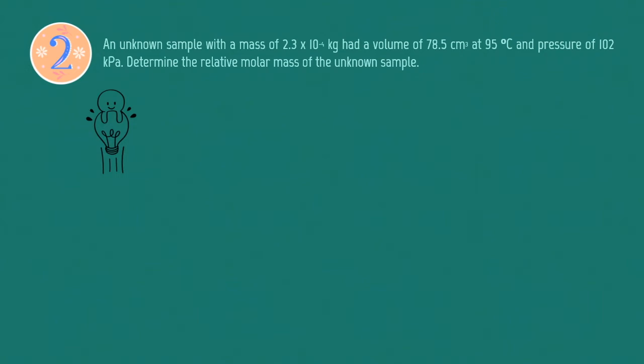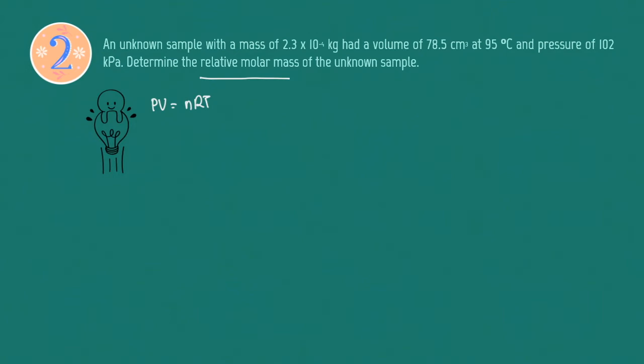Just as in question number 1, we need to look at what values are given to you so that we can choose the suitable formula for this question. You were asked to calculate the relative molar mass. Basically in gas law, there's no other formula that is suitable to calculate the relative molar mass other than the ideal gas law. The ideal gas law is PV equivalent to nRT.